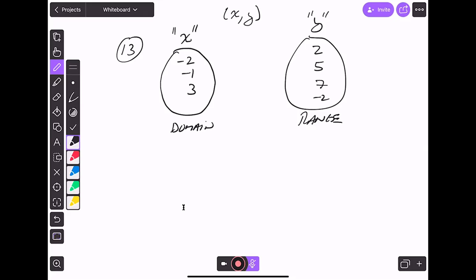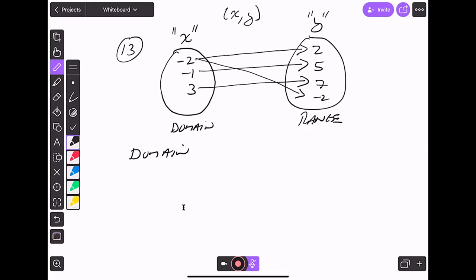Let's talk about the relationship. Minus 2 goes to 2. That's the first ordered pair. Minus 1 goes to 5. That's the second ordered pair. 3 goes to 7. That's the third ordered pair. The fourth ordered pair, minus 2, goes to minus 2. All right, write this down for you. The domain is going to be minus 2, minus 1, and 3. I keep doing that, don't I?